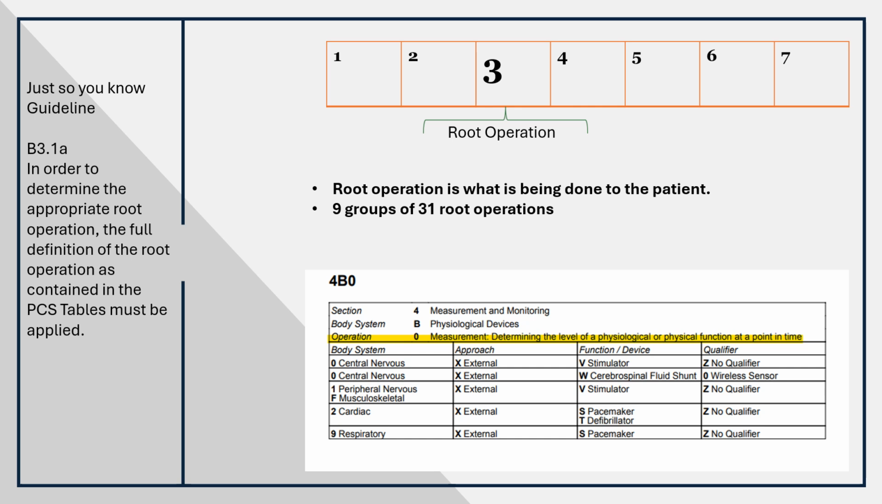ICD-10 PCS has its own definitions, and as a coder, you must determine what the root operation is based off of that definition. Just so you know, guideline B3.1a: in order to determine the appropriate root operation, the full definition of the root operation as contained in the PCS tables must be applied.